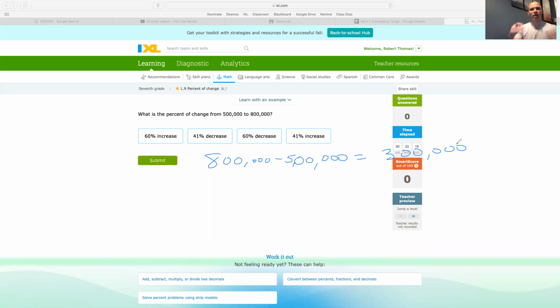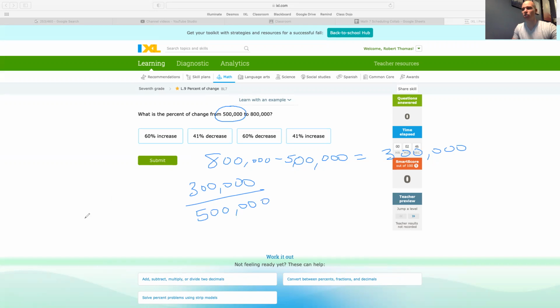And when you talk about how much something is increasing or decreasing, you're always talking about it as a percent of the whole number or the original number, the number you had before it increased or decreased, which in this case, based on the wording of the question, is the 500,000. So if we can just represent 300,000, the amount that it changed, as a percent of 500,000, the original number, that's going to get us our answer, right?